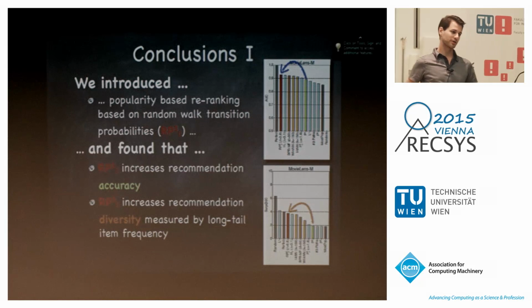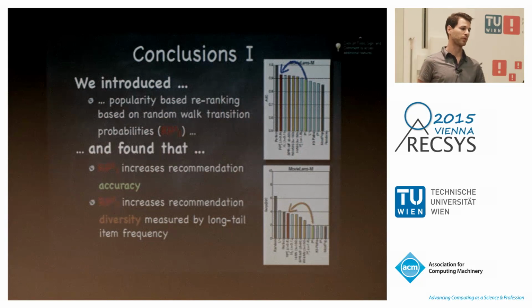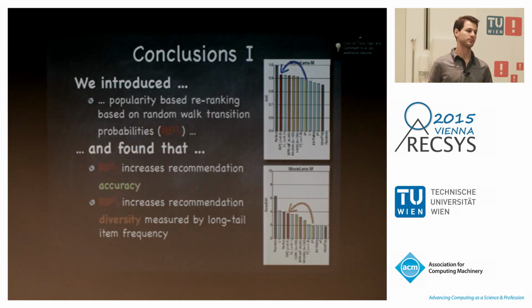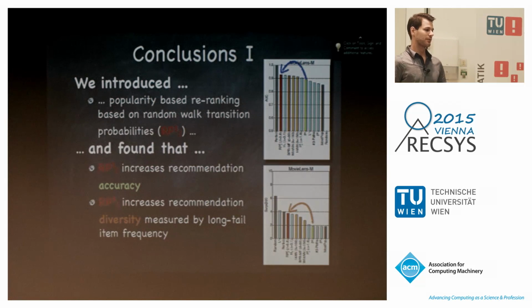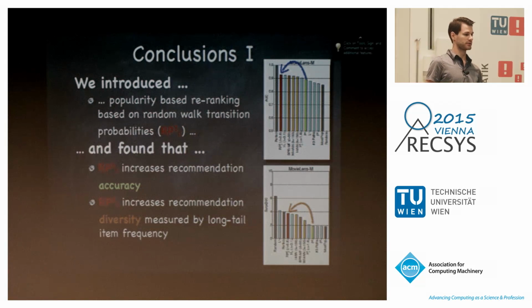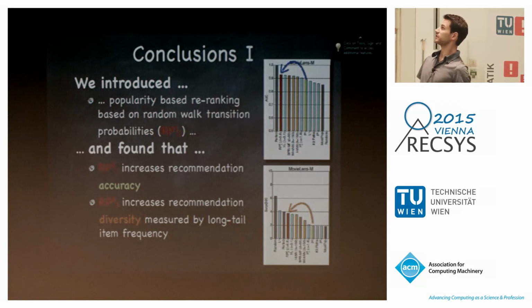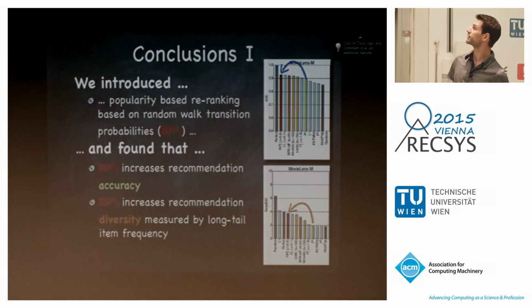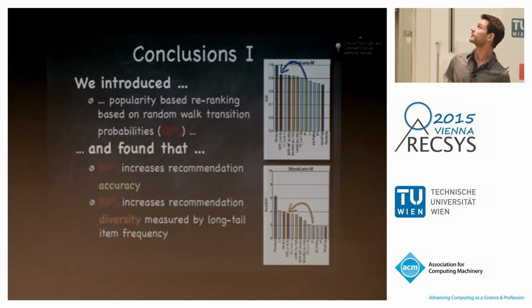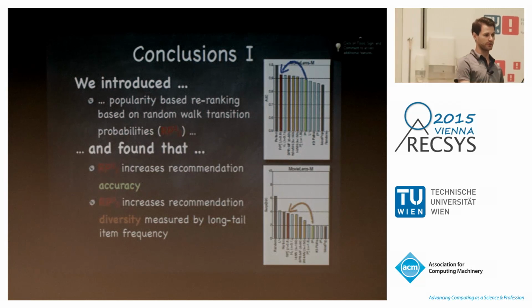Okay, short conclusion of our work. We introduced a popularity-based re-ranking procedure based on random walk transition probabilities that we call RP3 beta. We found that with RP3 beta we can increase recommendation accuracy, and at the same time we can increase the long tail item frequency, so our diversity measure, at the top of the recommendation list. Again, you see in the figures the difference between the original rankings of P3 and RP3 beta. It's a clear improvement in both cases for the MovieLens M dataset.